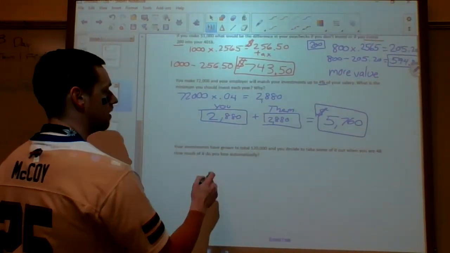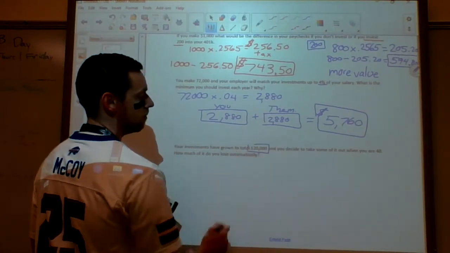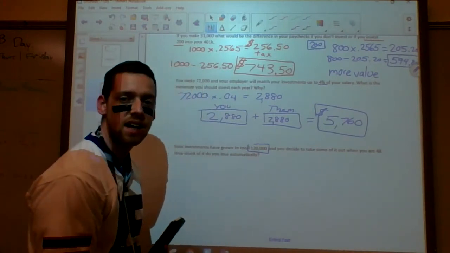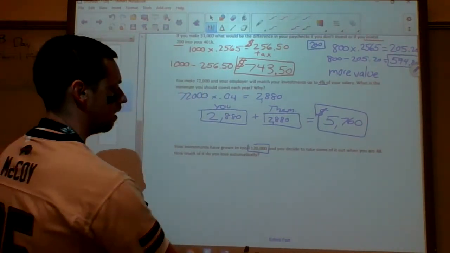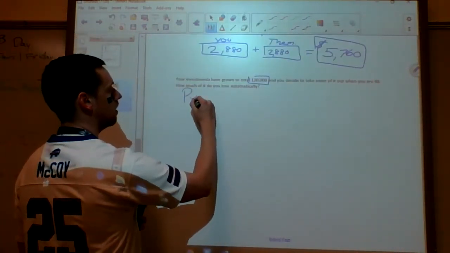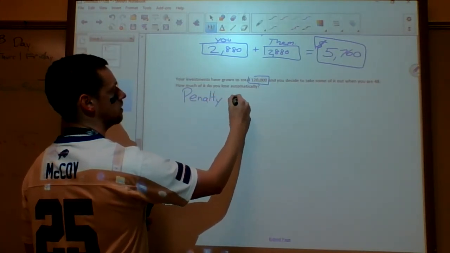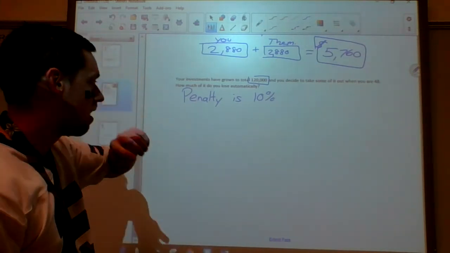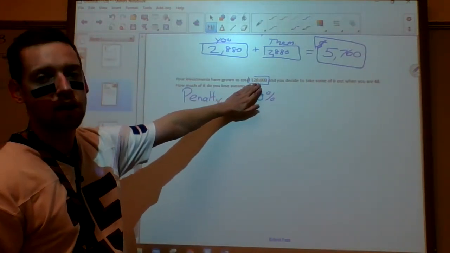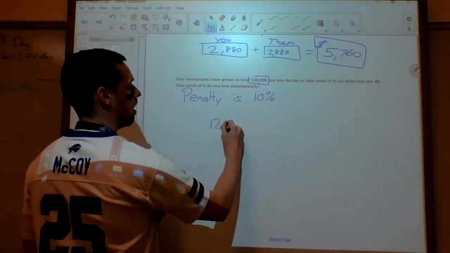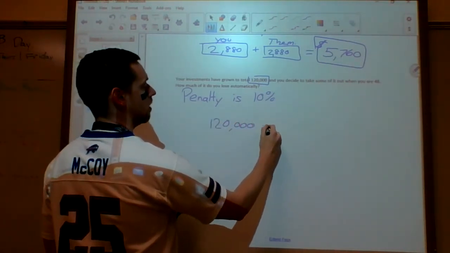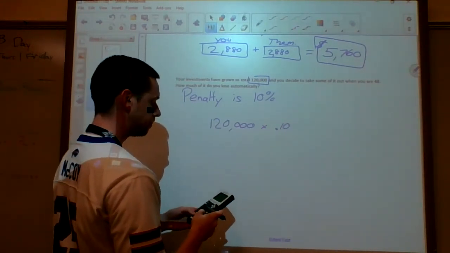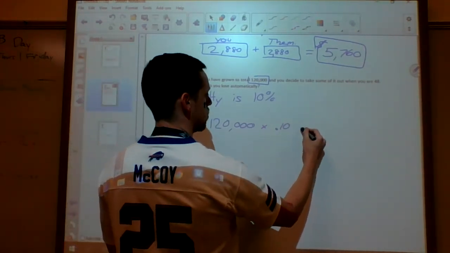And then the last one, let's say your investments have grown to $120,000, but you decide to take it out when you're 48, not 59 and a half, not when you're retiring. The penalty is 10%. So if I go to take some money out of this, $120,000 times 10%, so times 0.10, is $12,000.